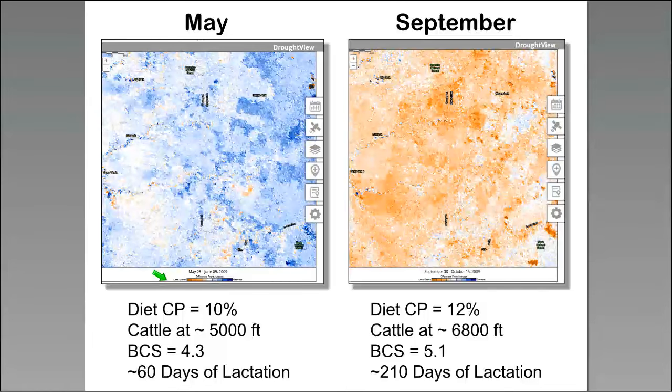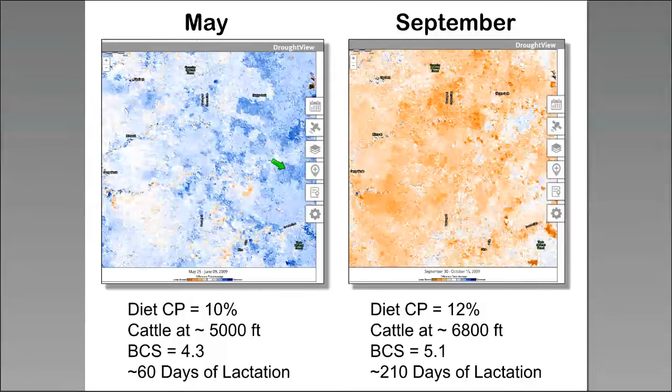So from May of 2009, of that year where we had the Arizona data, we can see that most of our map here on the ranch is in white to blue. There are a few areas that would indicate being below normal, but our diet crude protein based on the fecal samples was right about 10%. Our cattle were at about 5,000 feet. Their body condition was a 4.3, and they were at about 60 days of lactation.